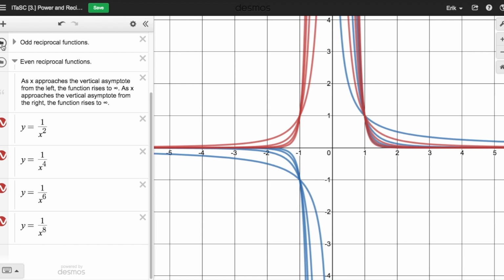For that vertical asymptote, you can either rise or fall. For the odd ones, we fall to negative infinity as we come in from the left, but we rise as we come in from the right. And then for the even reciprocal functions, it rises as you approach that vertical asymptote from either direction.